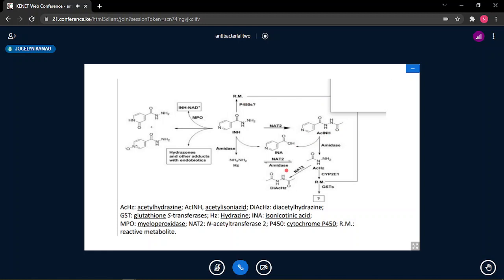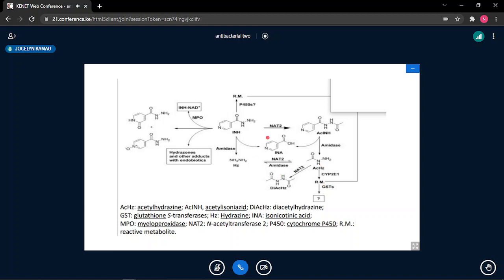All we are doing is that we are also putting in the enzymes. We have the amidases; amidases bring about amide hydrolysis. We have the N-acetyl transferases; transferases usually transfer an acetyl group. Those are the main enzymes that we have. Of course, we have the cytochrome P450 enzyme, which usually causes quite a number of metabolism reactions, including oxidative hydroxylation and so on.